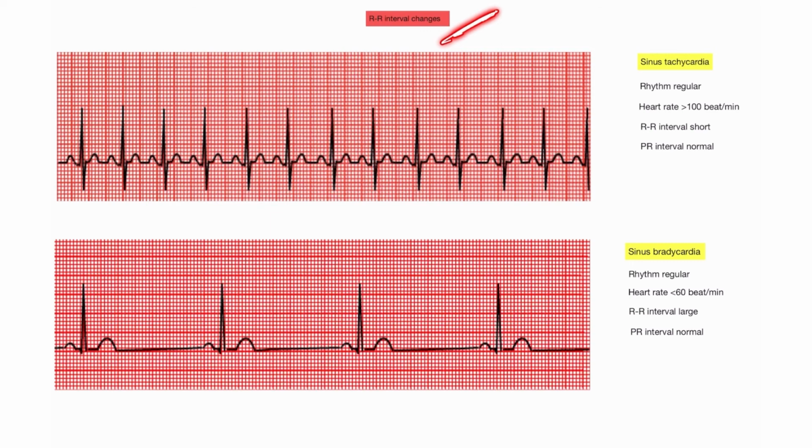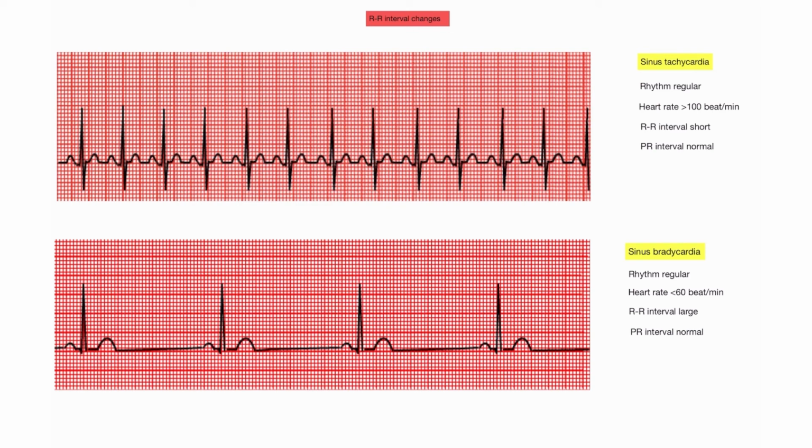RR interval changes. In which type of abnormalities do RR interval changes occur? There are two types of abnormalities in which the RR interval increases or decreases. First of all, sinus tachycardia. In the case of sinus tachycardia, you will see that there is very little gap between the RR intervals of each beat. Very little difference occurs.